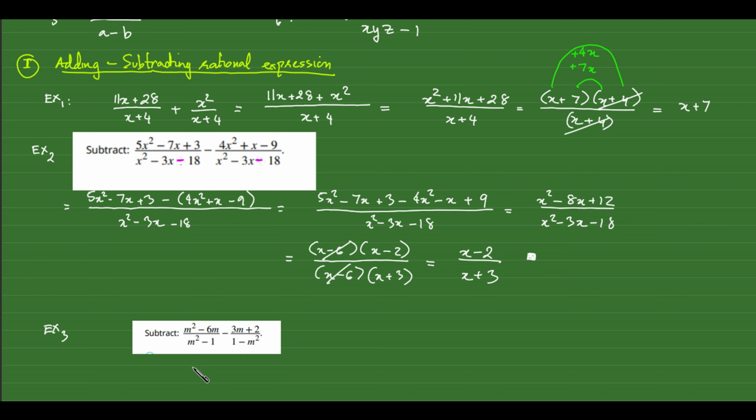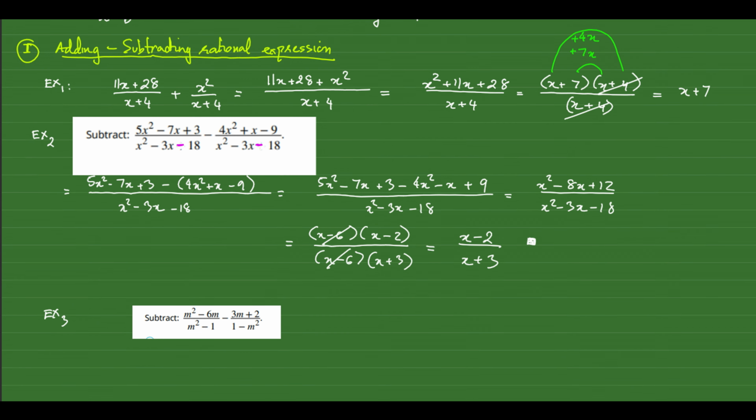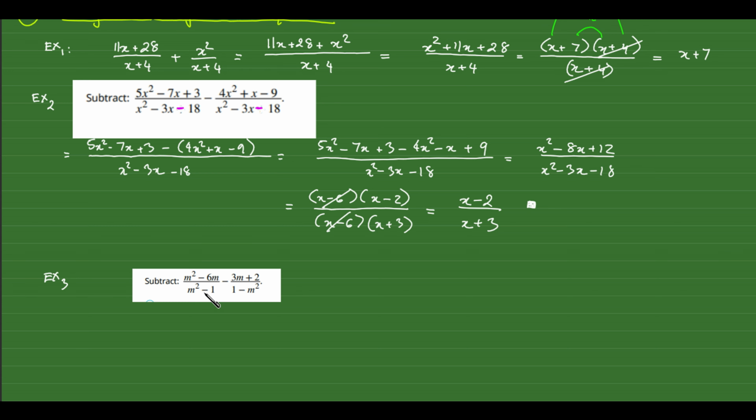Now on the next example, number 3, I have two rational expressions like this, and if you look at the denominator, they look kind of the same, but it's not quite the same, right? Because the order has been switched between the first term and the second term right here. So one is m squared minus 1, the other one is 1 minus m squared. So we need to have it the same.